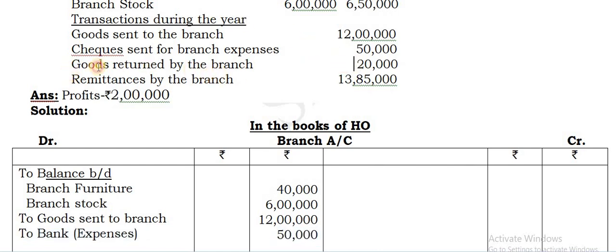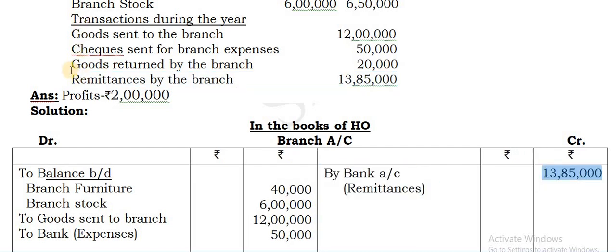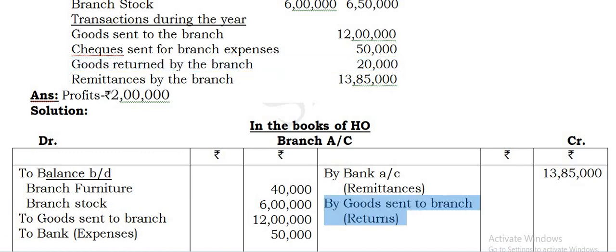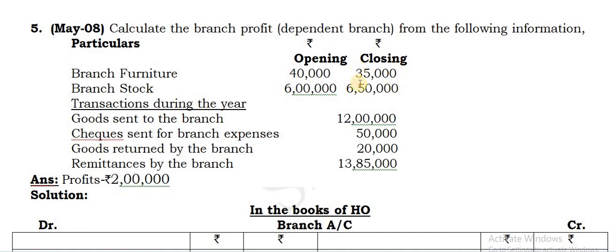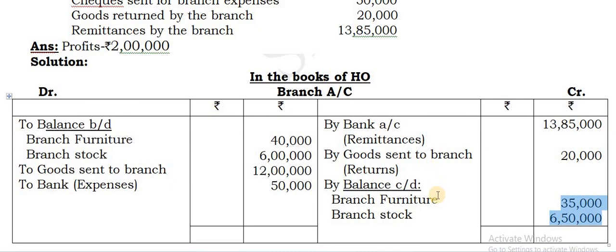Then goods returned, you can take on the credit side, but before that you enter the remittances, this you take on the credit side by bank account. That is the remittances. Again this goods sent returned is there. Now this you write on the credit side with the same head. What is that head? Goods sent to branch. Write on the credit side, but within brackets you can mention it is returns. That amount is 20,000. And the closing values of the assets you can now take as balance carried down. The closing values of both the assets are 35,000 and 6 lakhs 50,000.